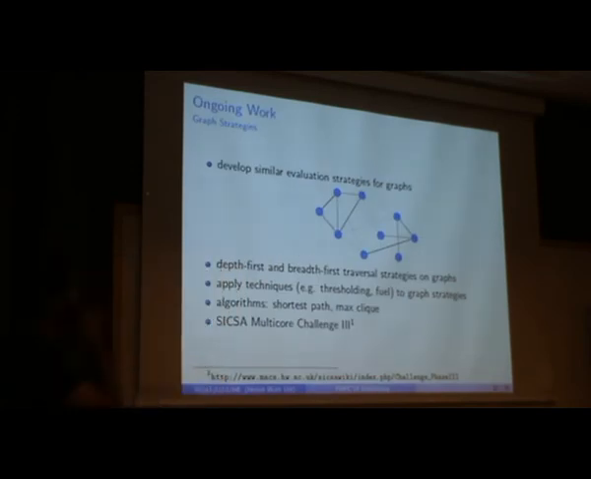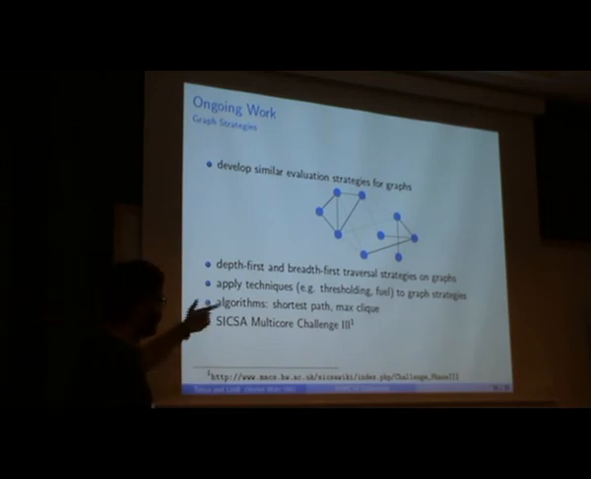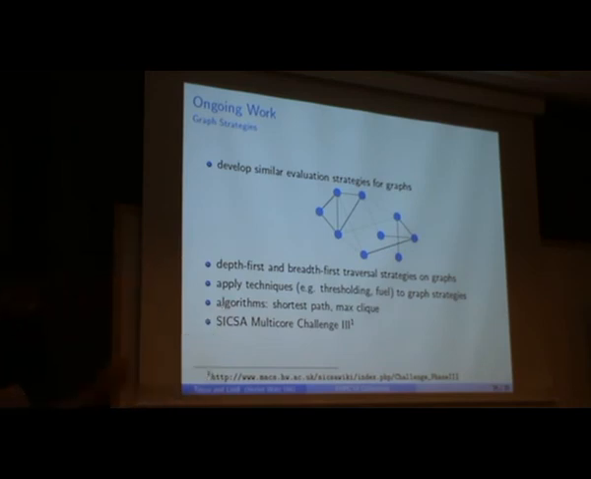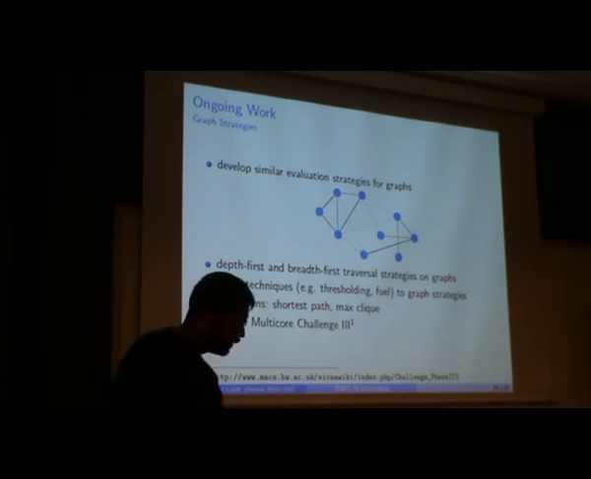So this is a quick note about the ongoing work. We are now developing similar strategies for graphs, and we have mostly finished the basic depth-first and breadth-first traversal strategies on graphs. We're basically going to apply the same techniques that we have used for thresholding and fuel-based control, and also use laziness for graph strategies, and implement some graph algorithms that use these strategies. This is within the context of the six-numbered core challenge, which you may look at later.